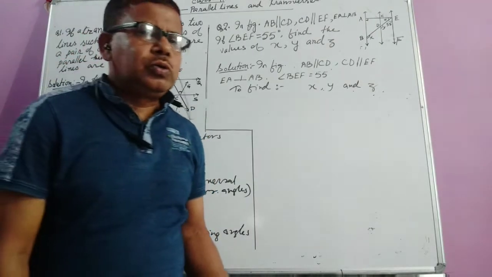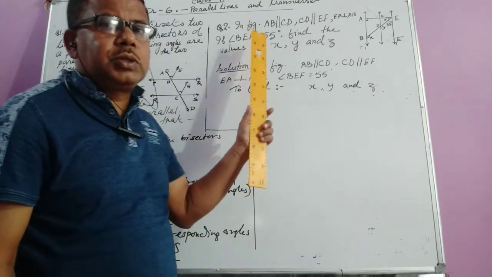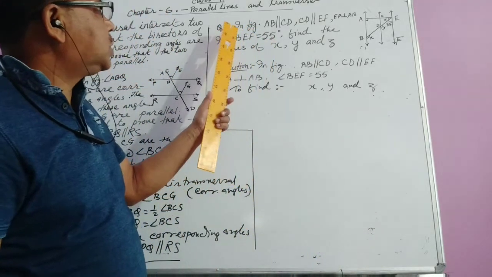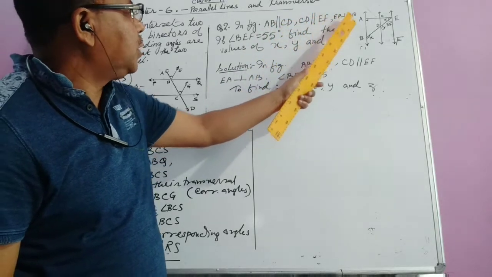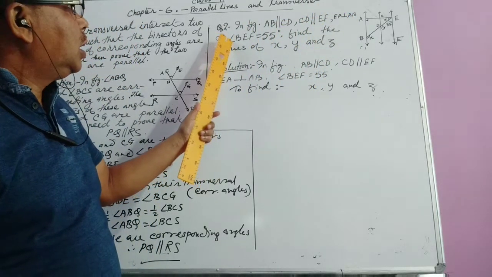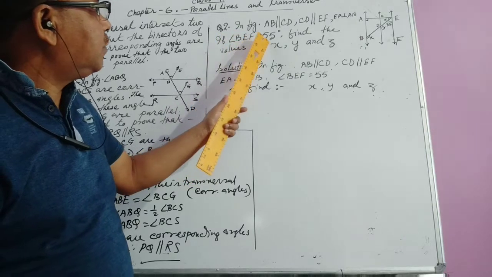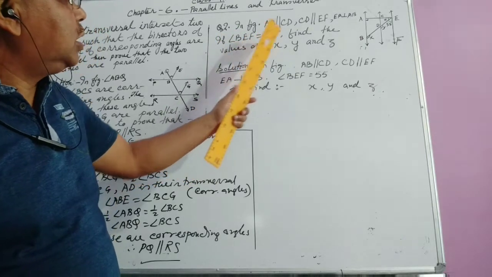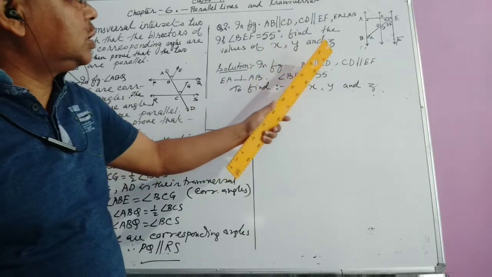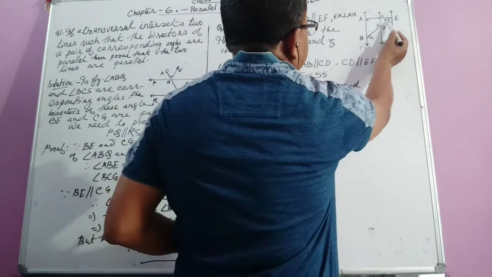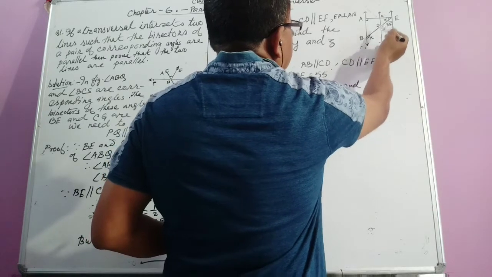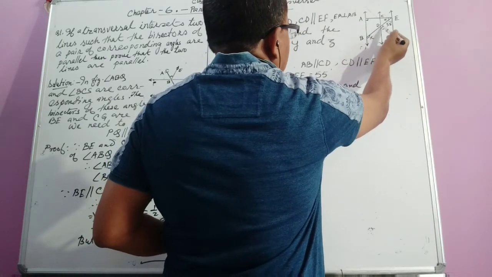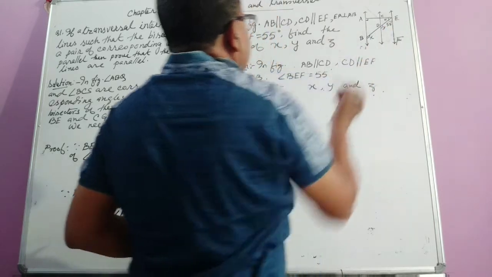Now we go to our second question. Here in the figure, AB is parallel to CD, CD is parallel to EF, EF is perpendicular to AB, and angle BEF is equal to 55 degrees. We have to find angles X, Y and Z.